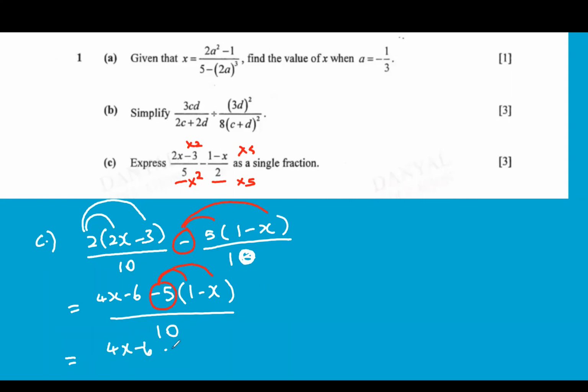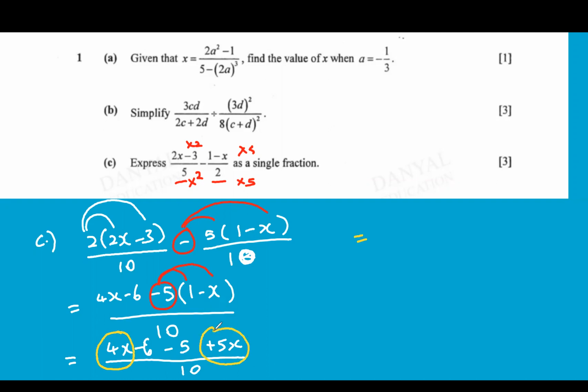So negative 5 multiplied by 1, I will get negative 5 still. And then if I have negative 5 multiplied by negative x, I will have positive, because negative multiplied by negative, I will get the opposite, which is positive. So I have 5x here, then this is over 10. So my final answer will be in the next step whereby I will look at the common ones.